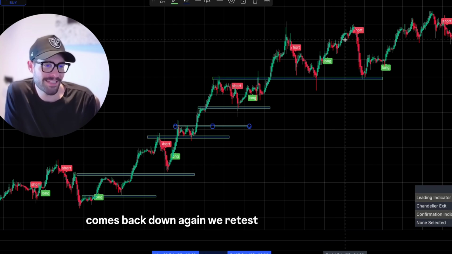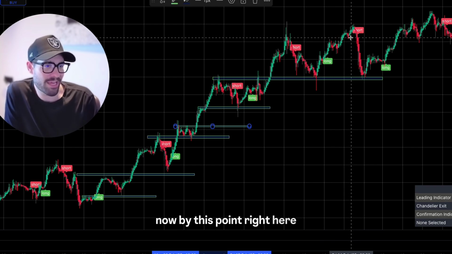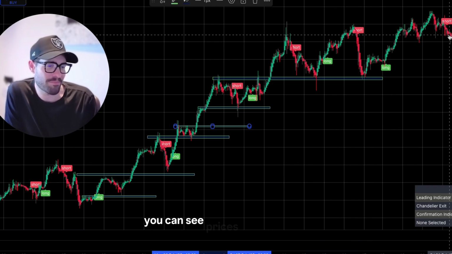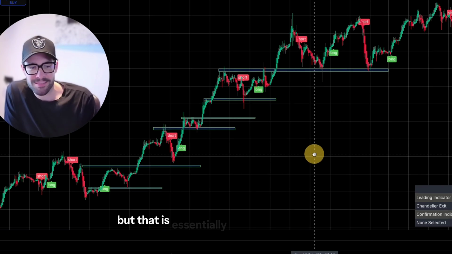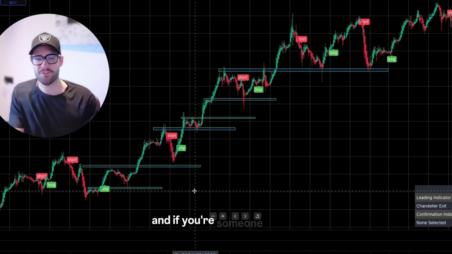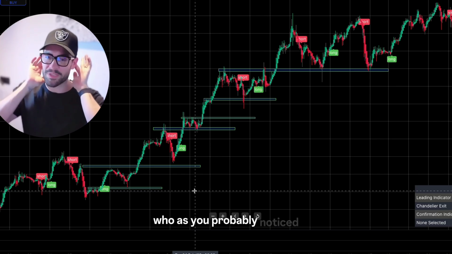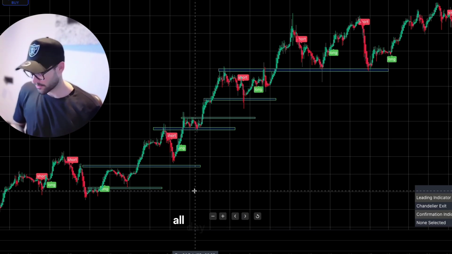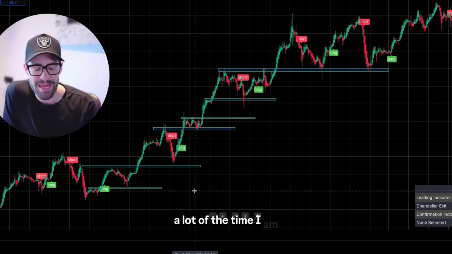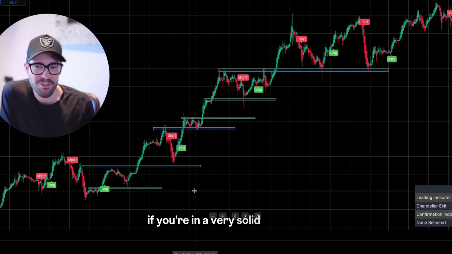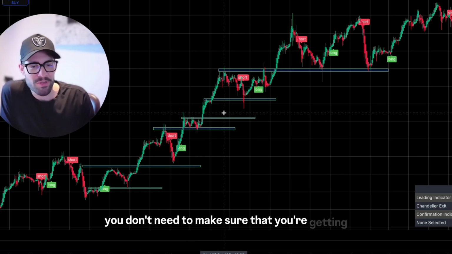We retest. And up and up and up. Now by this point right here, we are no longer in an uptrend. You can see price has flattened out, but that is essentially how you would trade. And if you're someone like me, who, as you probably noticed, doesn't want to be glued in front of the charts all day, unfortunately a lot of the time I am. If you're in a very solid uptrend, you don't need to make sure that you're getting all of these.